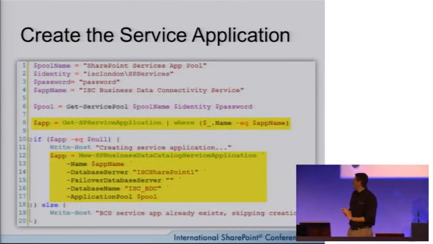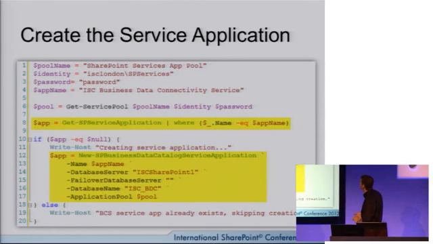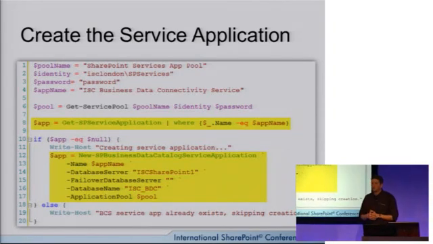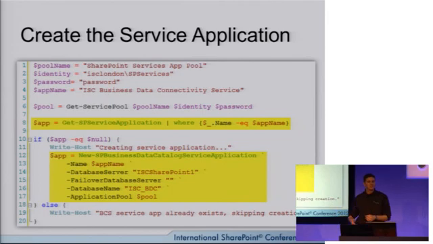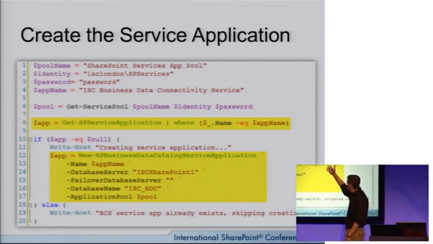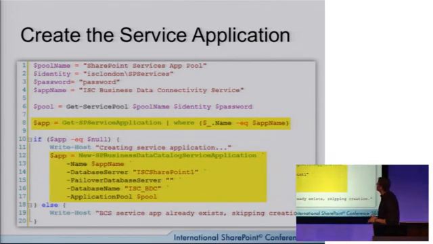All right, so in terms of some sample code here, in this case I just chose the business data catalog, so BCS. It's actually called Business Data Connectivity Services now, but the commandlet is still business data catalog. So here you can see for my application pool, I'm setting up the name, SharePoint Services App Pool, our identity, our password, the name of the service app. So in this case, it's ICS Business Data Connectivity Service.